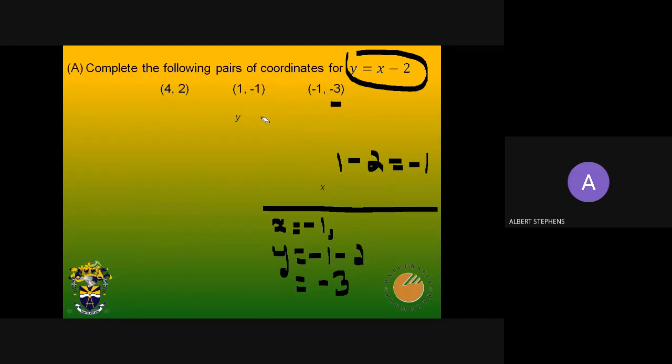All right, so I believe the next thing that they'll do is to represent all this information on a graph.